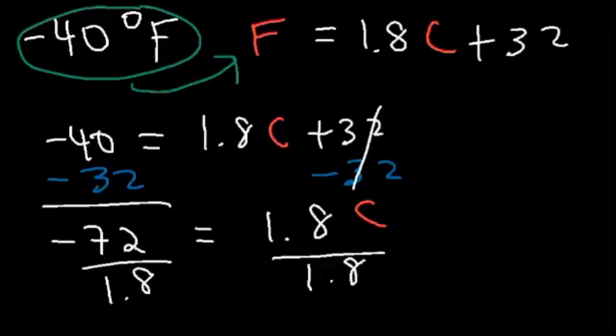So at this point, we need a calculator. Negative 72 divided by 1.8 is negative 40. So this is the one temperature where the Celsius and the Fahrenheit temperature will be the same. Negative 40 degrees Fahrenheit is the same as negative 40 degrees Celsius.